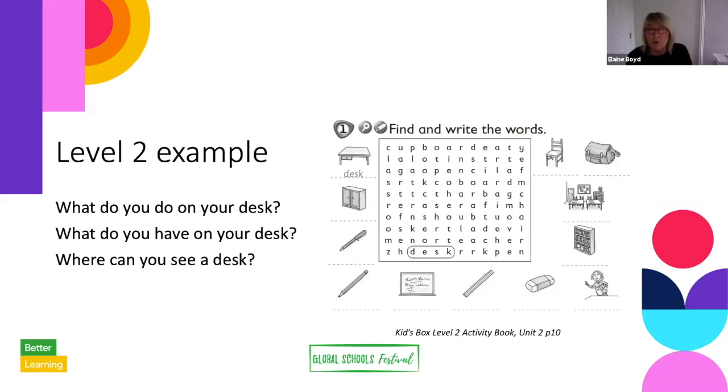And this could be their desk at home, or if they've got desks at school, maybe. And where can you see a desk? What places do you find? Is a desk in the kitchen? Or sometimes it is, maybe, especially nowadays, but that's fine. So this is what I mean about there's no wrong or right answer, but you're exploring ideas with them to see how far they understand something.